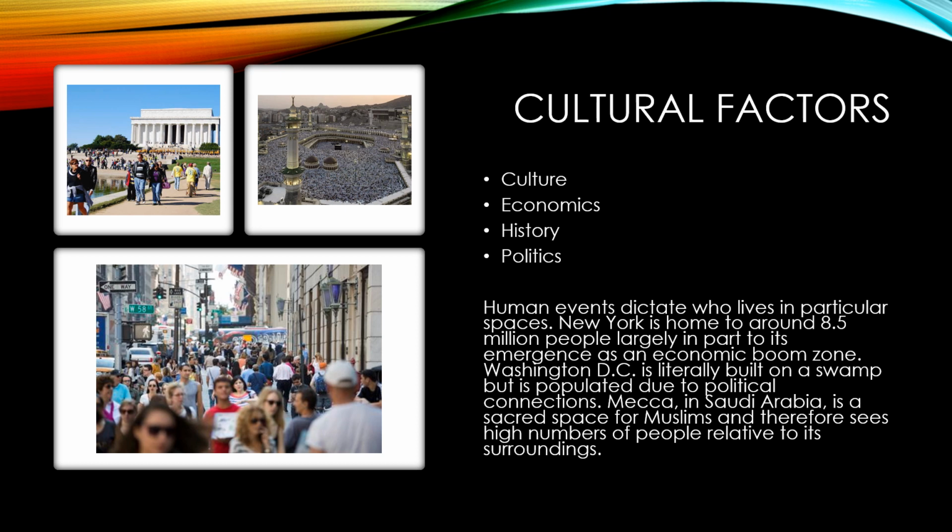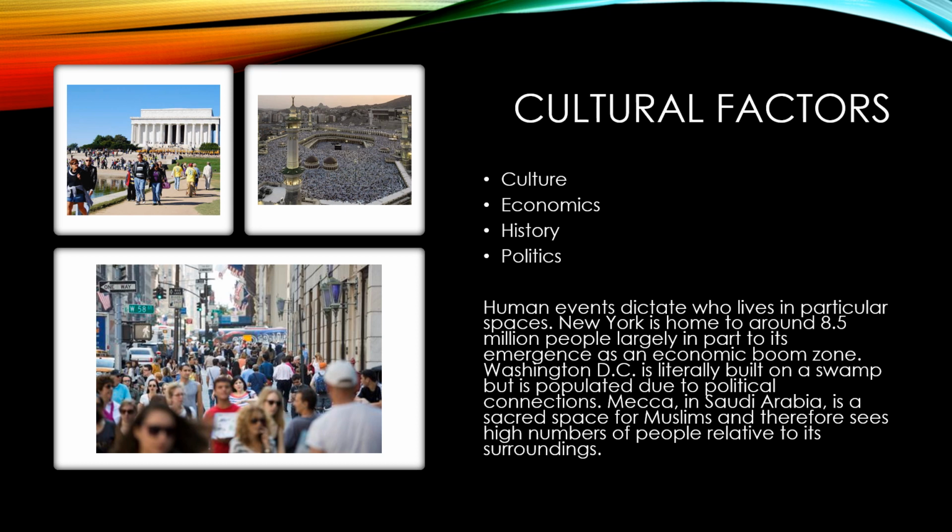Washington, D.C. is literally built on a swamp. Yet because of its political standing, people flock to Washington, D.C., and you see a population center there. Then when you think about history, a town called Mecca, which is really unremarkable in every way, in Saudi Arabia, but because it's of such high localized importance for Muslims around the world, this is an area that people have flocked to and that has grown.